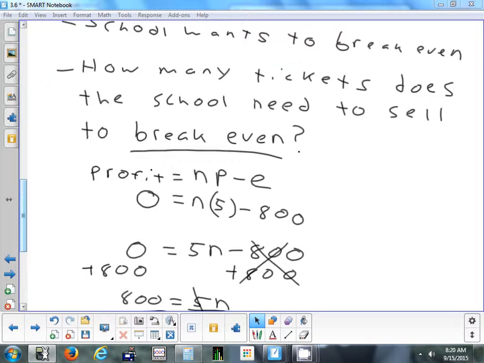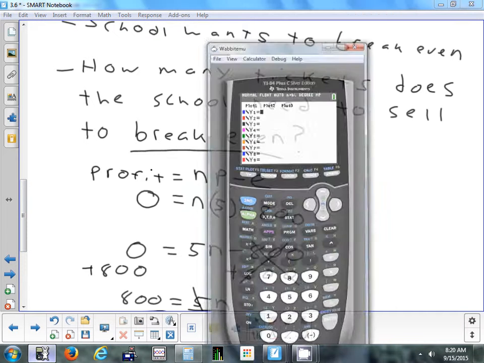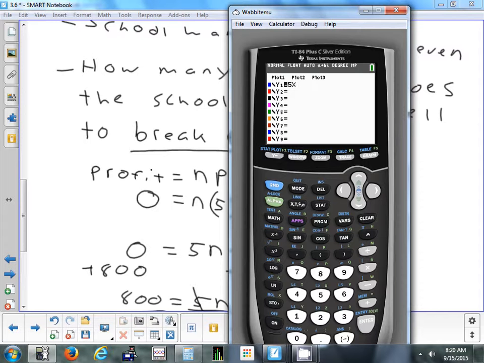5 times something minus 800. Okay, I'm just going to type that into the calculator and see what it tells me. 5 times something minus 800. Now, I know we use the letter n, but on the calculator, it likes the letter x. You guys familiar with x and y when you do your graphing? Okay, calculators, I need to use the x. All right, and I'm going to graph that picture.